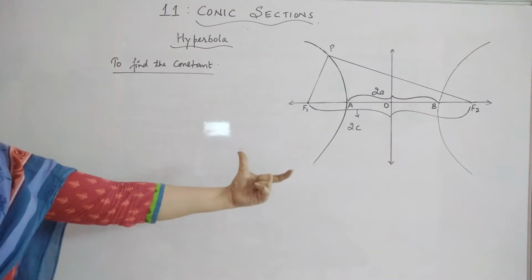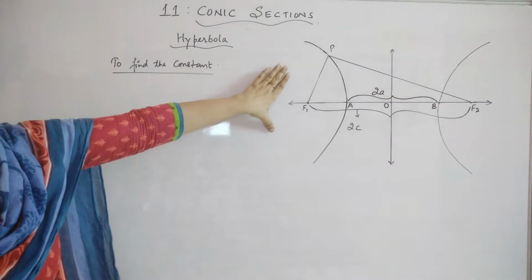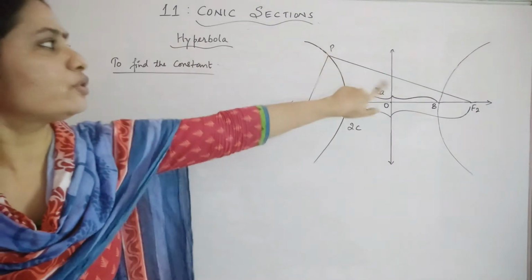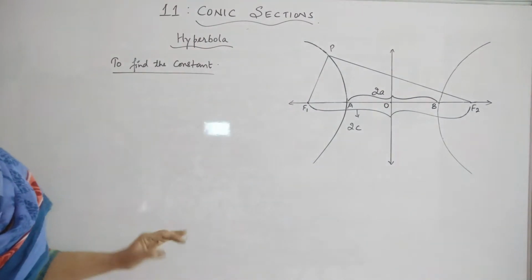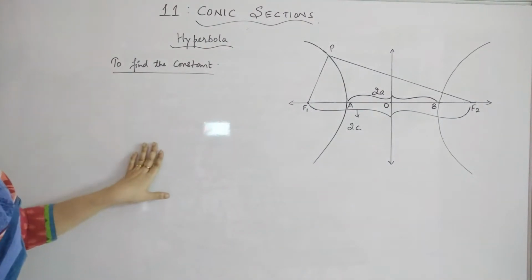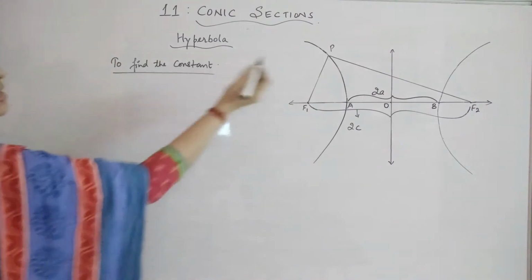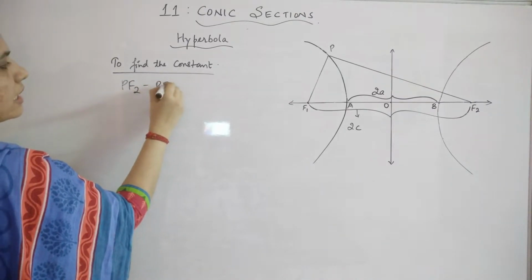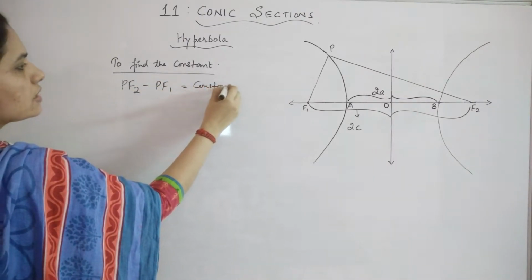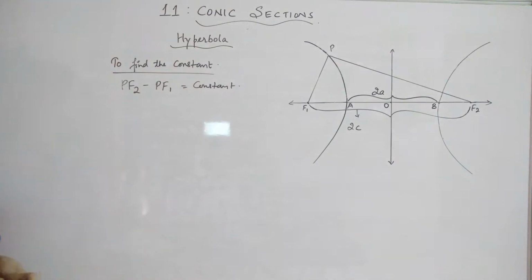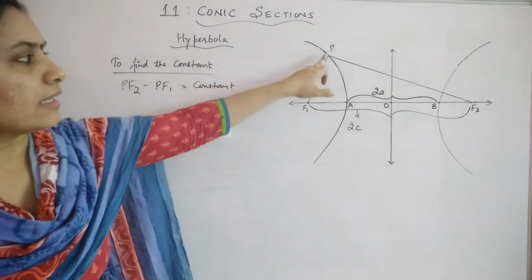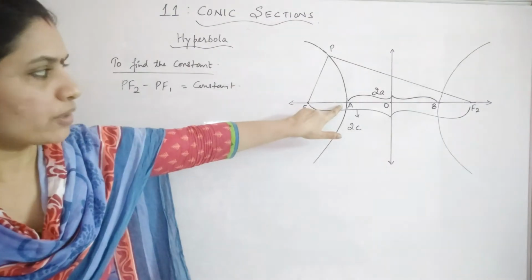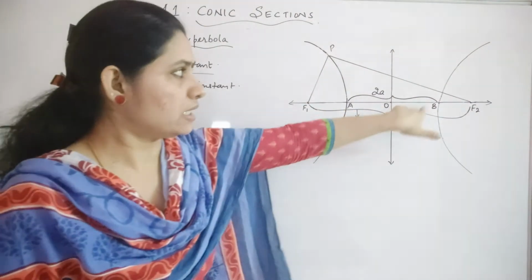Next we will find out what that constant is. We have already seen that the hyperbola's definition says that any point should satisfy the condition that Pf2 minus Pf1 should be a constant. Now what is that constant? That we are finding out here. To find the constant, let P be any point, then Pf2 minus Pf1 should be a constant. Any point on the hyperbola should satisfy this condition. So already we have a point A on the hyperbola and B on the hyperbola.